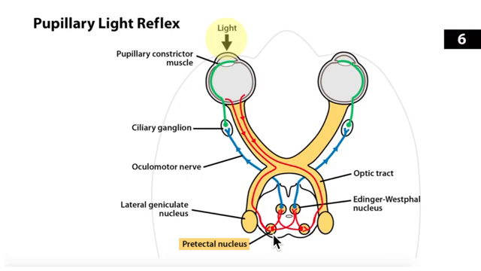Now the pretectal nuclei project to the Edinger-Westphal nuclei bilaterally. The Edinger-Westphal nuclei are located in the midbrain, and they contribute the parasympathetic neurons to cranial nerve 3. So when the pretectal nuclei get a signal that there's increased light entering the eye, they stimulate the Edinger-Westphal nucleus, which sends a parasympathetic signal back up the oculomotor nerves to the ciliary ganglia. From there, the signal goes to the pupillary constrictor muscles of the irises, and the pupils constrict.